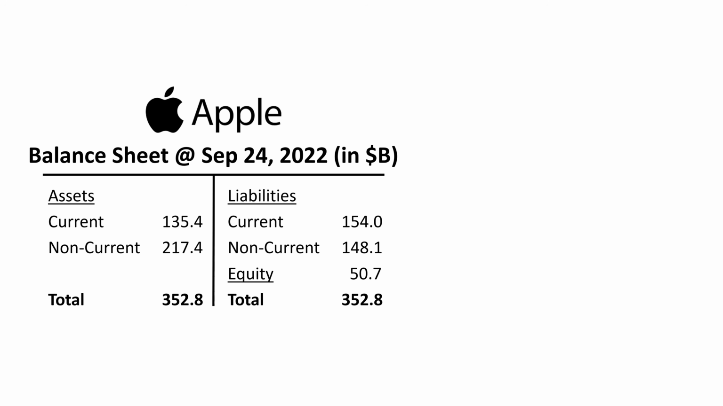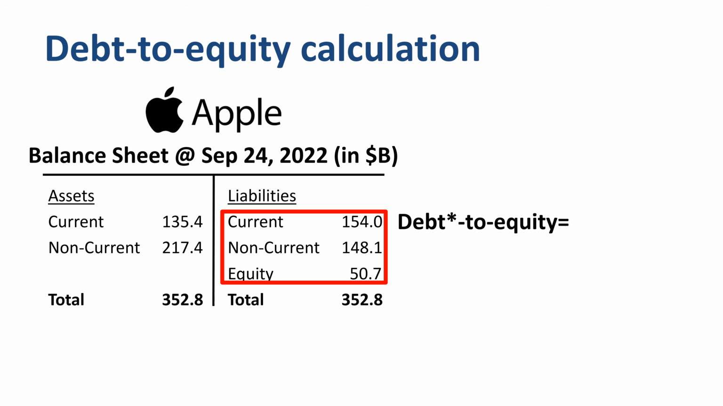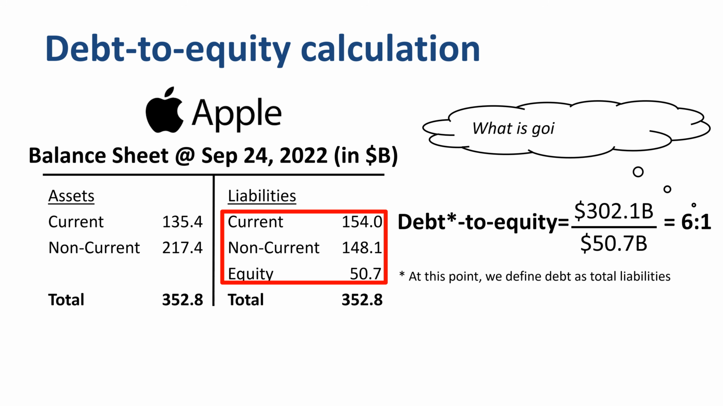Second calculation on this aggregated balance sheet level, the debt to equity ratio, a measure of solvency. At this point in the balance sheet analysis, we define debt as total liabilities. We can get more sophisticated later on. Debt to equity for Apple is $302.1 billion of liabilities divided by $50.7 billion of equity, which is a 6-to-1 ratio.